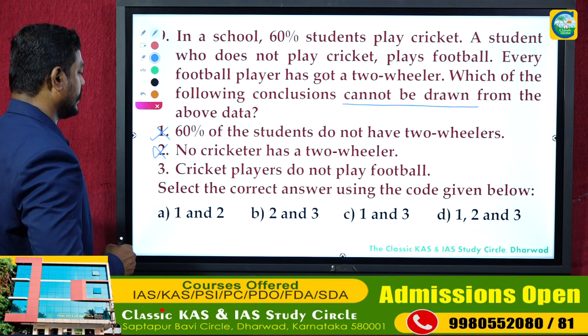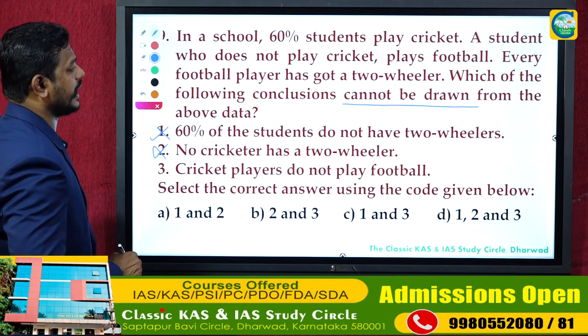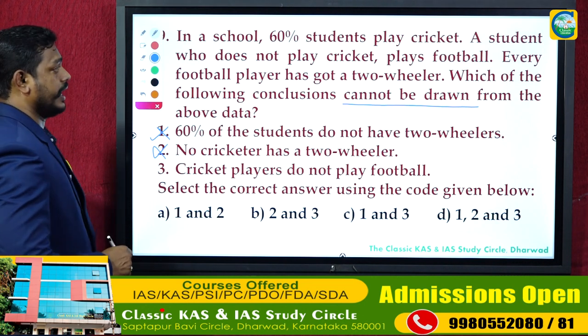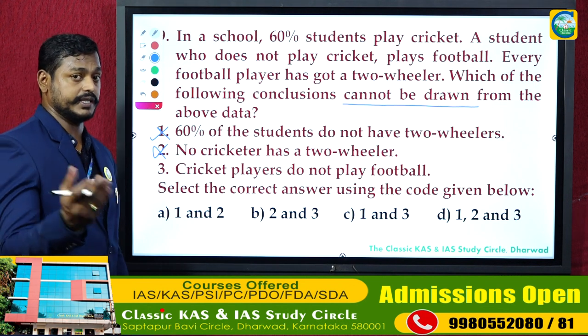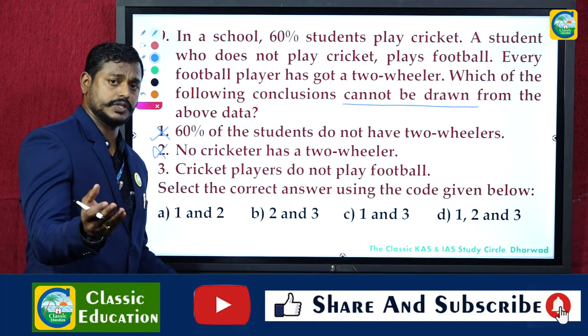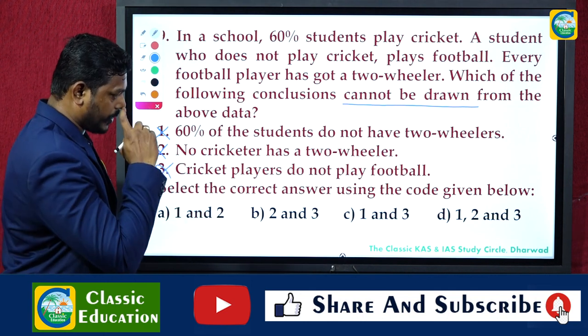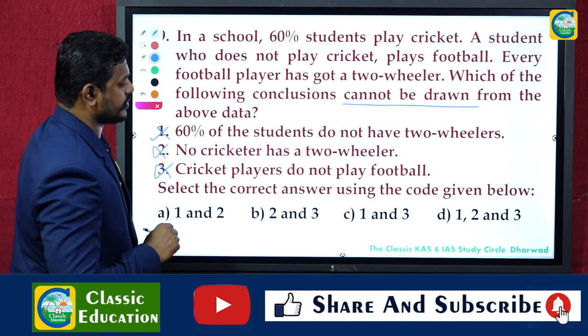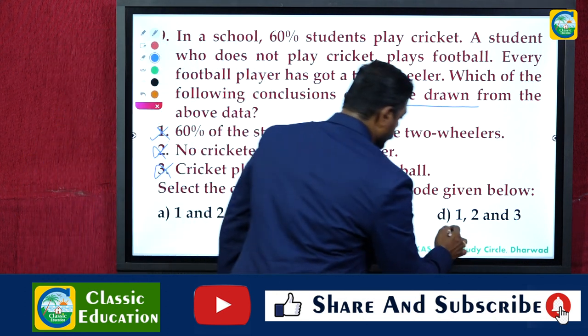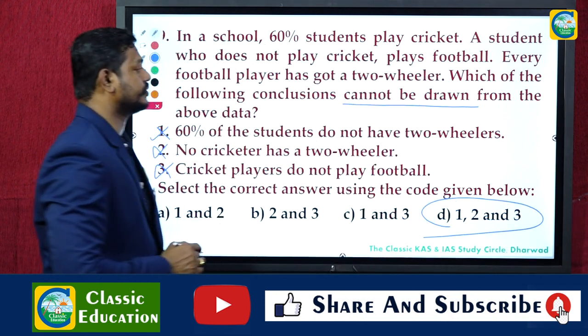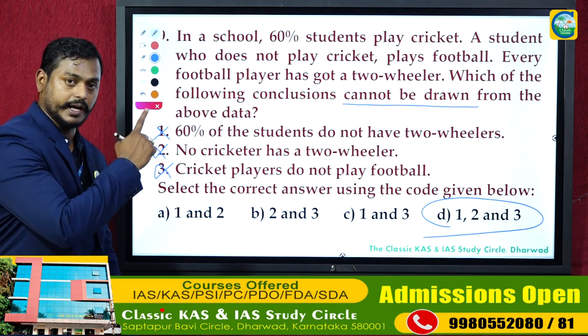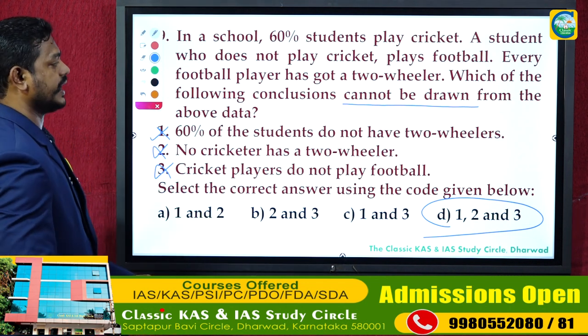That also cannot be drawn here. Cricket players do not play football. It might be, or those who are interested can play, or else not. This also cannot be drawn in this particular case. So the option is to select the correct answer using the code given below. That is option D: 1, 2, and 3 cannot be drawn from the above data. Right, friends? Option number 4 is the right answer.